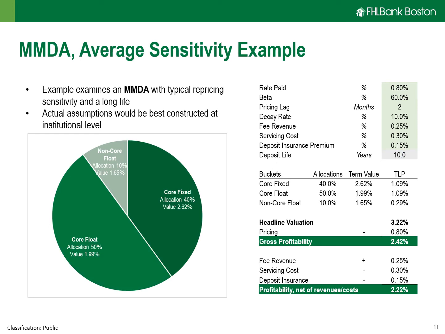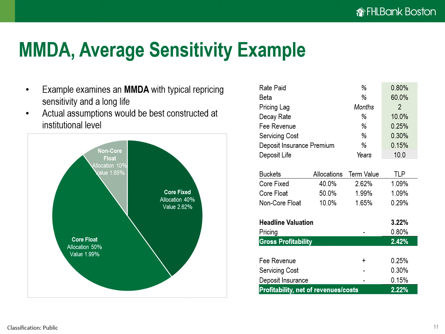Let's turn our attention to another example of an average sensitivity MMDA. Here we've got a 60% beta. We're paying more at 80 basis points. It's got a higher decay rate, and it's got a shorter pricing lag because it's a more sensitive type of balance. And we'll see that that adjusts how much of the overall balances are accorded to each one of the theoretical buckets. And then we apply the same type of logic and math to it, and we get to an overall profitability of 2.22%. Recall that the NOW example had a profitability of over 3%.